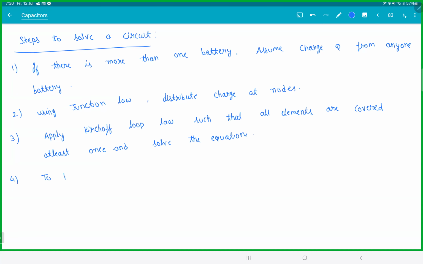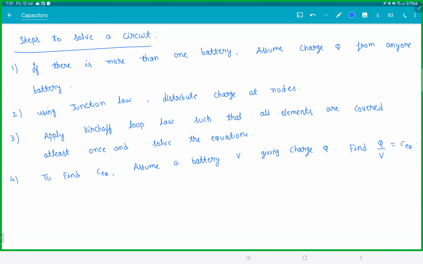And if you want to find C equivalent, assume a battery V and find the Q by V ratio. So if they just give you the circuit and ask you to find C equivalent, put a battery V giving charge Q, and find Q by V. So let me show you an example.